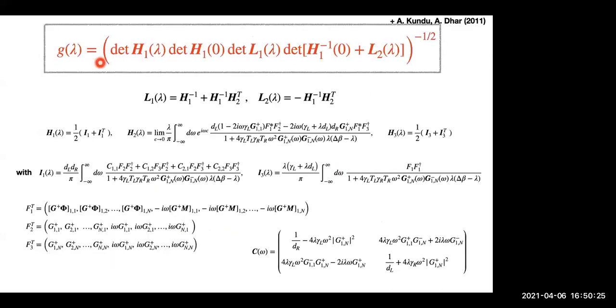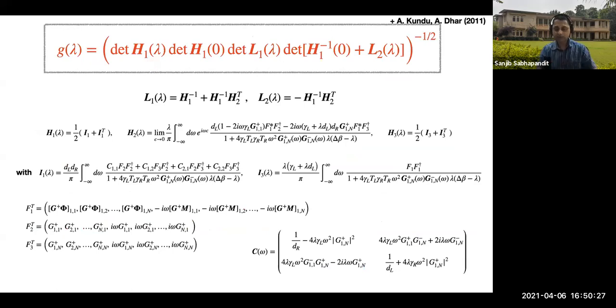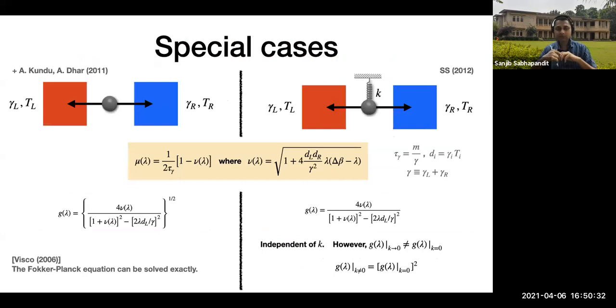So you can also find this g of lambda, it's pretty complicated, but you have an exact form. Then we just wanted to look at some special cases, because first you want to find out whether this formalism is correct or not. Suppose you have just one particle connected to a heat bath. Again, you want to find out how much heat flows from the bath to this particle in a given amount of time. So you can again find mu of lambda and g of lambda exactly.